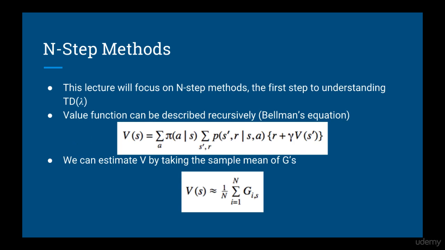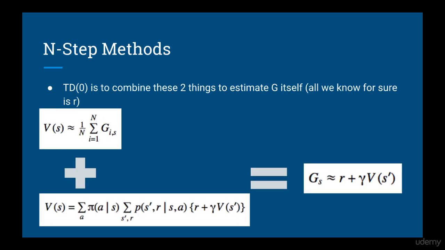The first thing we need to learn about when discussing TD lambda is the n-step method, which is what this lecture is about. The n-step method works as follows. We know so far that the value function can be described recursively. We also know that we can estimate v by averaging the returns for many different episodes. And we also know from TD0 that we can estimate g itself by using our current estimate of v.